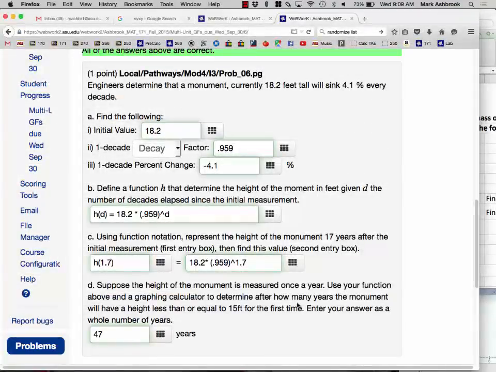So let's go back to this and look at what the per century decay factor would be. If our 1 decade decay factor is 0.959, what would the 1 century decay factor be? In other words, what do you end up multiplying by every century to get the new height of the monument?